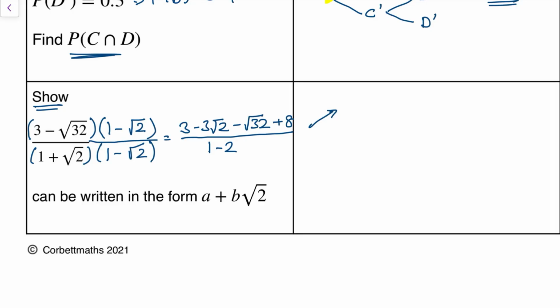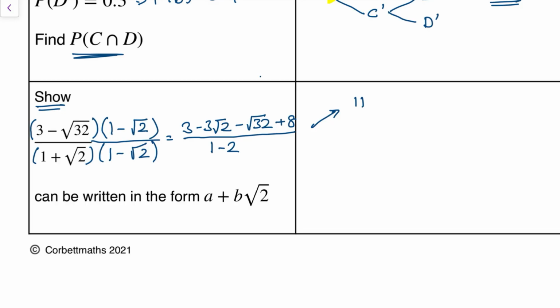Let's collect terms. So 3 plus 8 is 11, and minus 3. Well, I'm going to have to fix this root 32 onto it. So let's do it in a different pen so it's clear. So minus root 32. I'm going to remember that's the same as root 16 times root 2, and root 16 is 4, so that's just 4 root 2. So in other words, I've got minus 3 root 2 minus another 4 root 2s is minus 7 root 2. And I'm dividing all that by minus 1. In other words, I'm multiplying by minus 1 because that's the same effective thing.